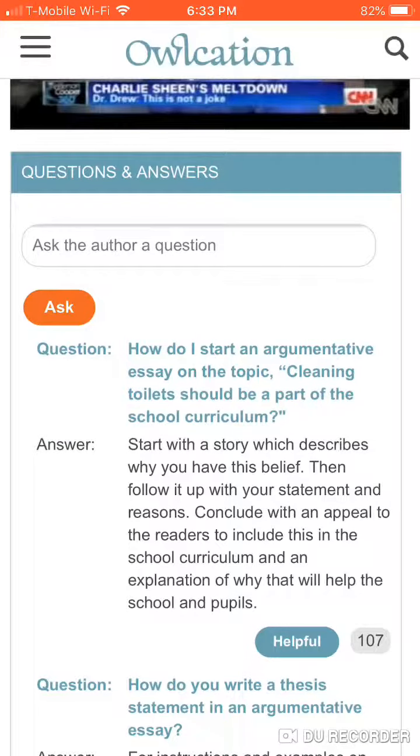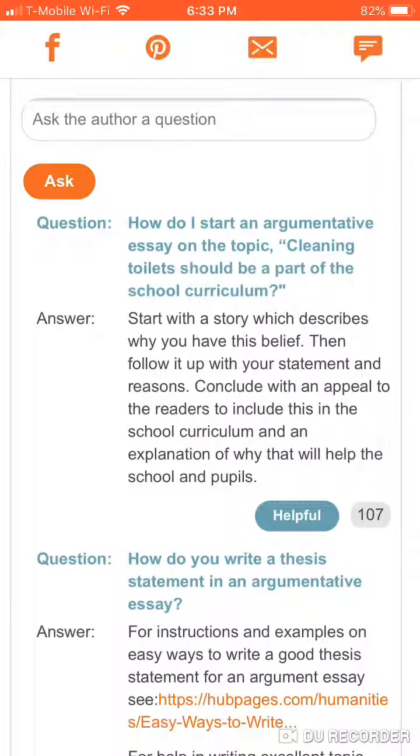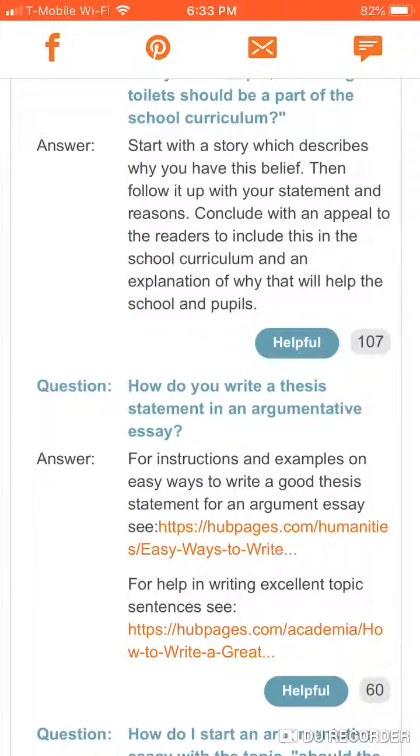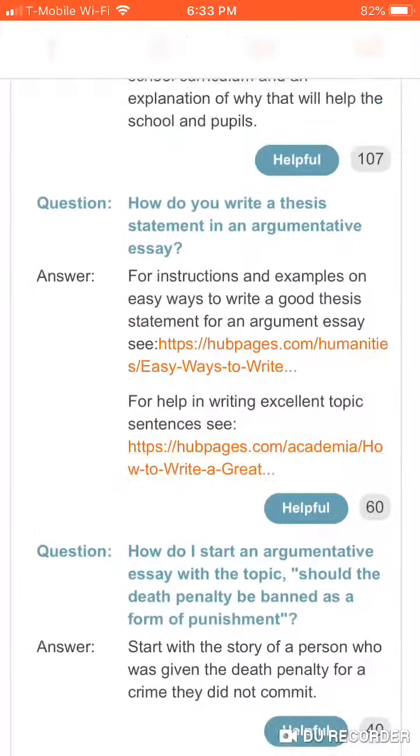And now I'm reading another question. How do you write a thesis statement in an argumentative essay? And I'm reading the answer: for instructions and examples, see this essay on ways to write a good thesis statement for an argumentative essay. For help writing an excellent topic sentence, see the other article.